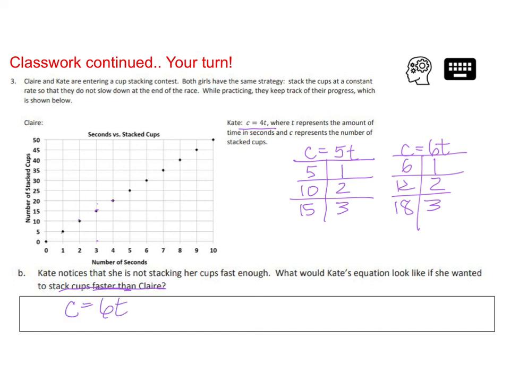Or you can go higher. You can go bigger. But T is the time, the number of seconds, and C is how many cups, at least, I'll say, to beat Claire. Okay, so that is that response. Okay, well done, and then we will be ready for the problem set.